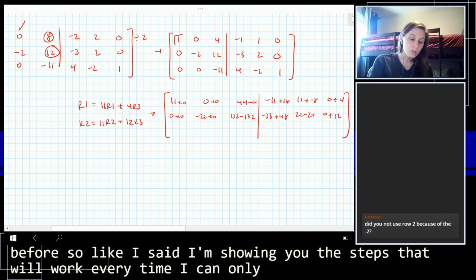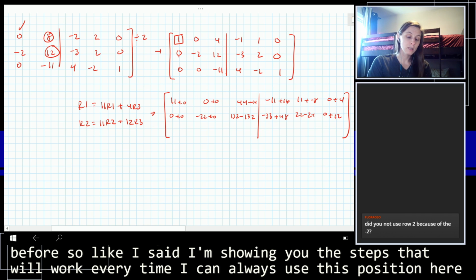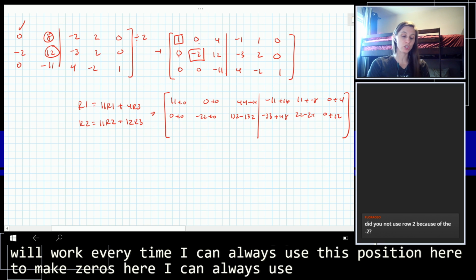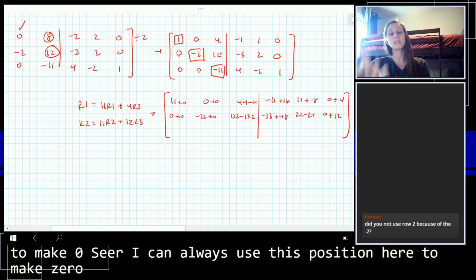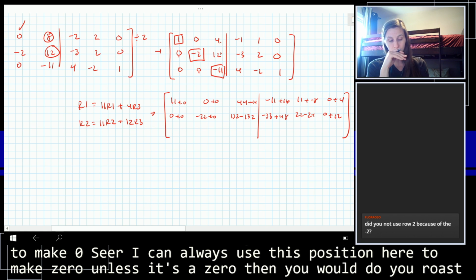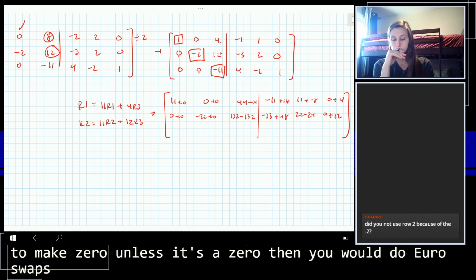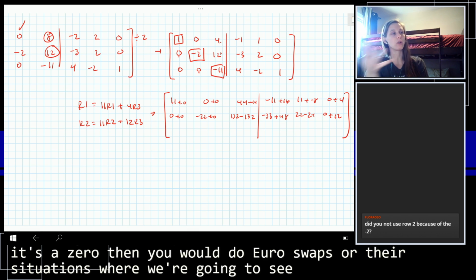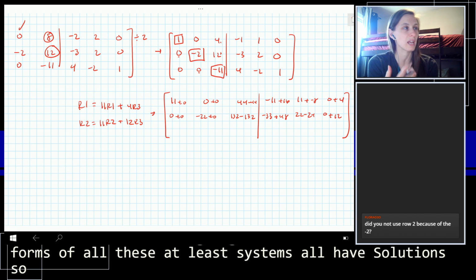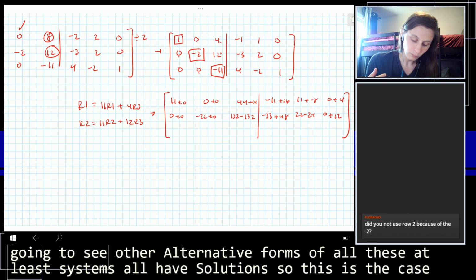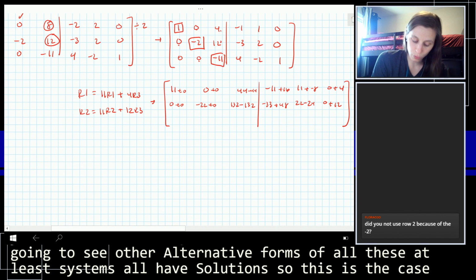I can always use this position here to make zeros here. Unless it's a zero, then you would do your row swaps. Or there's situations where we're going to see other alternative forms as well. These systems all have solutions, so this is the case. And then row 3 isn't going to change.